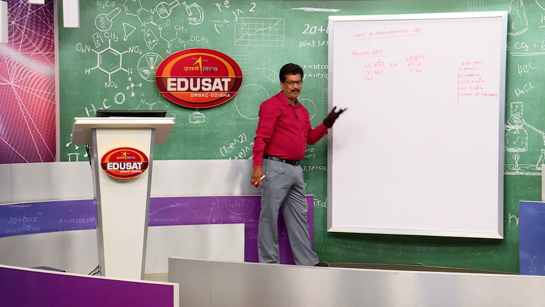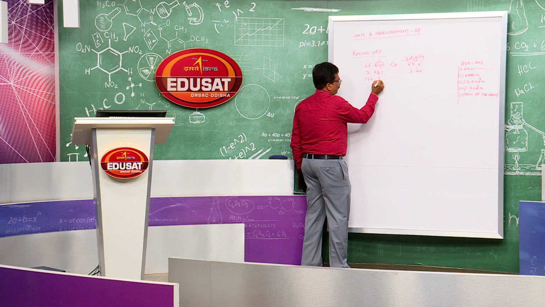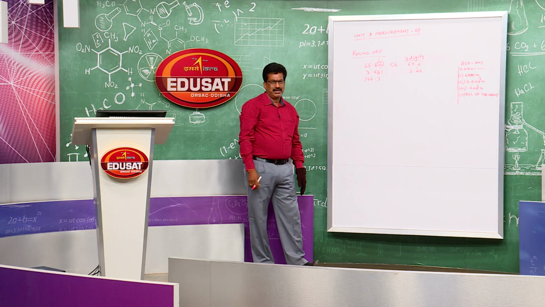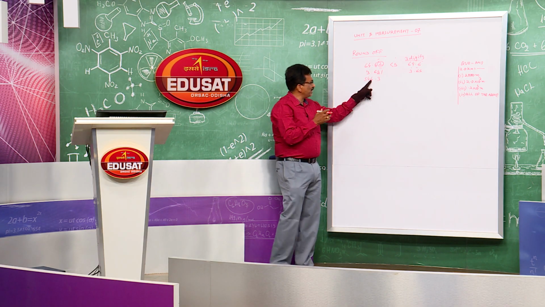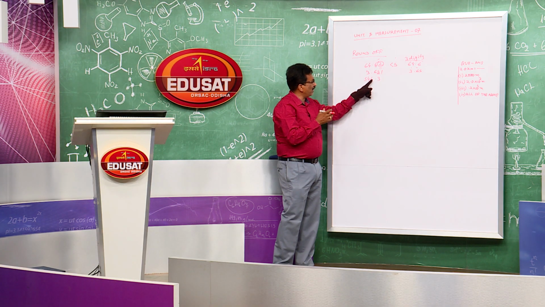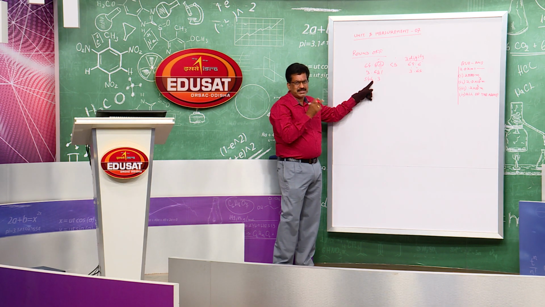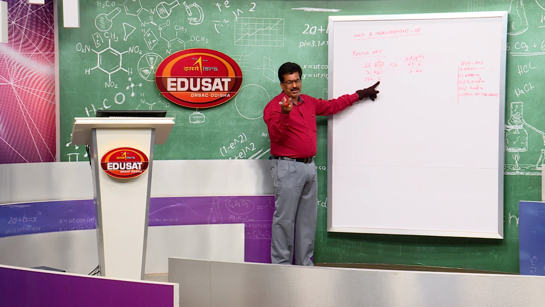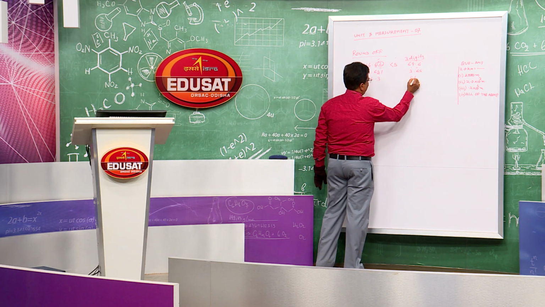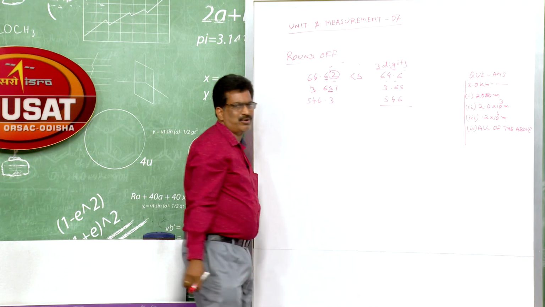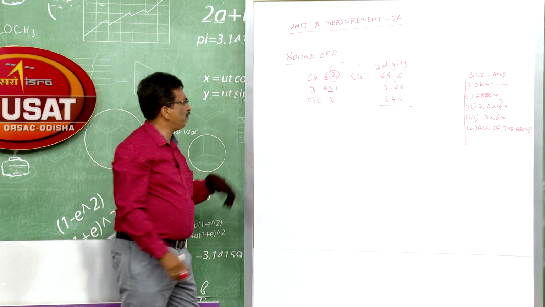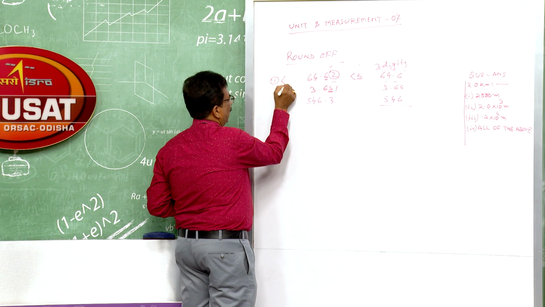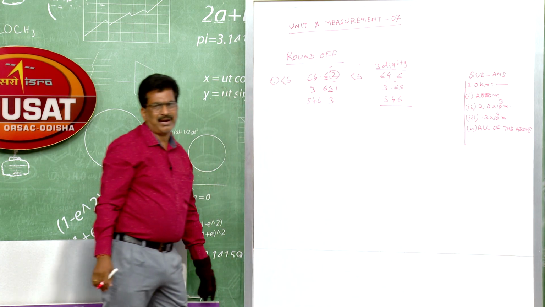Then suppose another one, 546.3. Rounded up, the third figure is the 6, and after that comes the 3. 3 is less than 5. For less than 5, what will happen? The same one will remain, means 546. That is the first rule: if it is less than 5, the rounded figure remains the same.